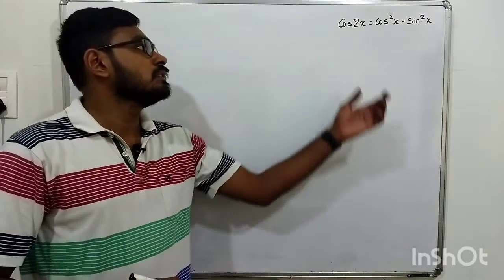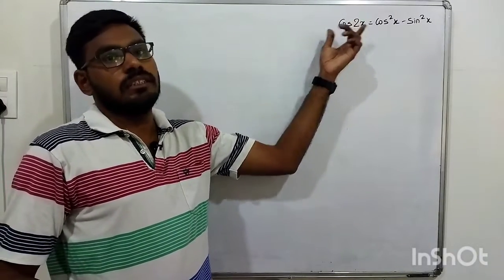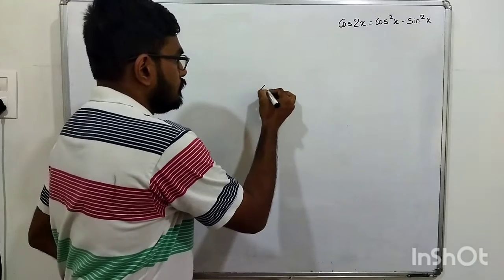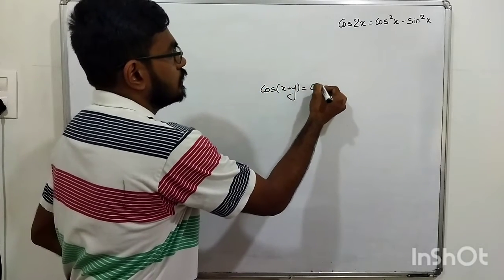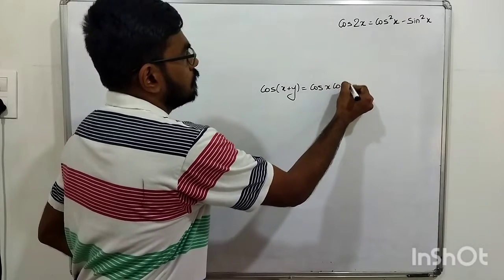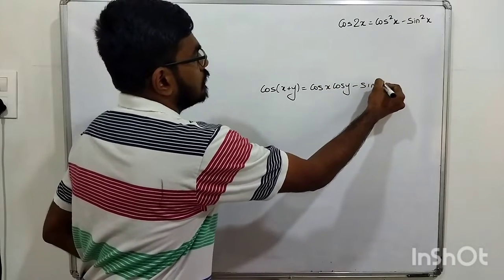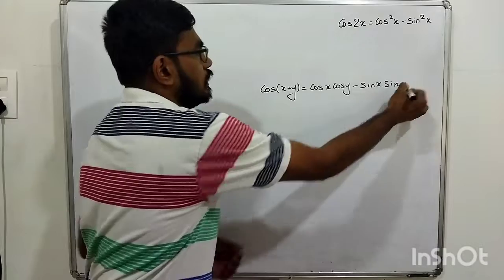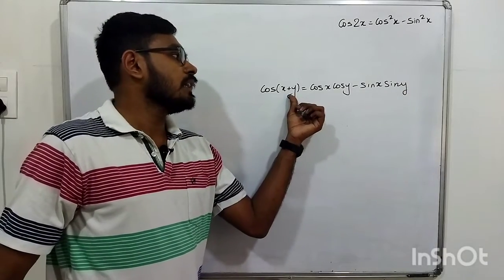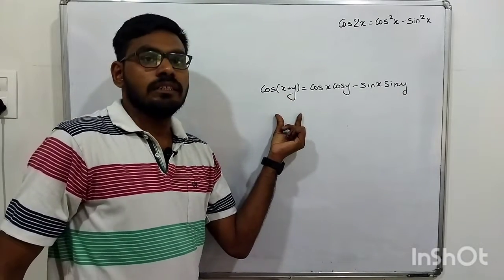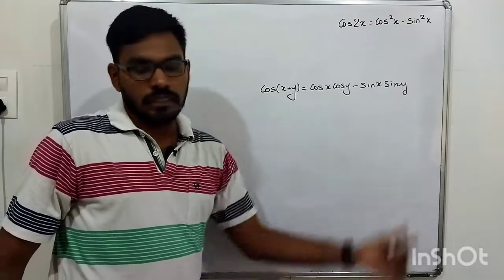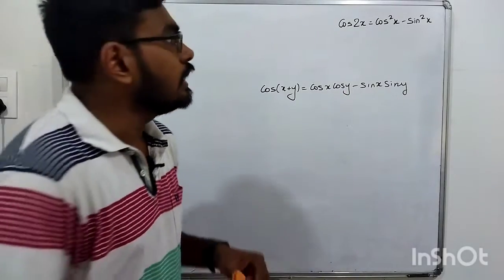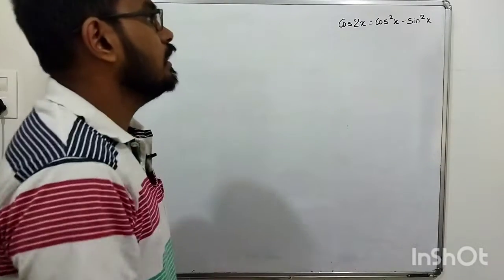When we substitute x plus y in this formula, cos of x plus y is cos x cos y minus sin x sin y. In this, in place of y, if we put x, then we get 2x here, and here it will be cos x into cos x, which is cos square x, and sin x into sin x, which is sin square x. So like this that formula came.